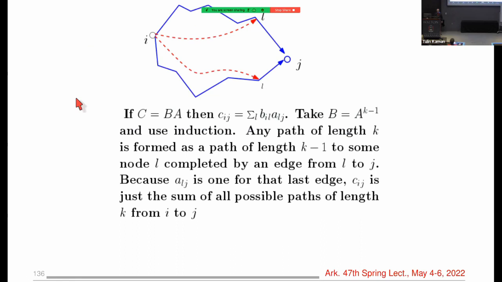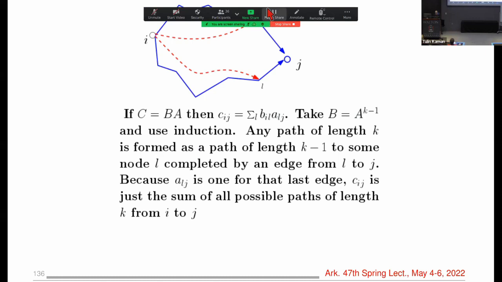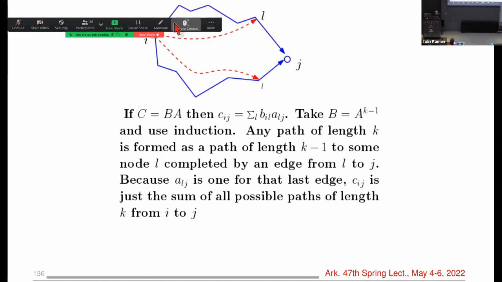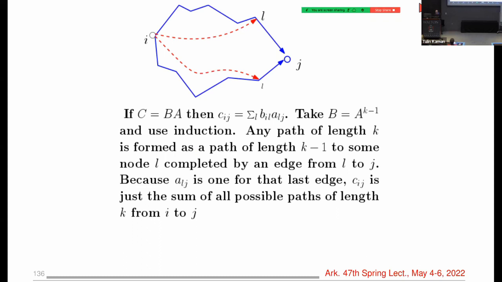And the reasoning here is fairly similar to what I just described for the simple example we showed earlier. So I'm going to try to move this a little bit to the left side. Okay. So to build a path of length K from I to J, you take a path of length K minus 1 and add one edge. So it's all possible paths of length K minus 1, which is the previous power.